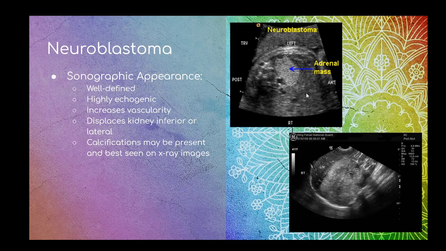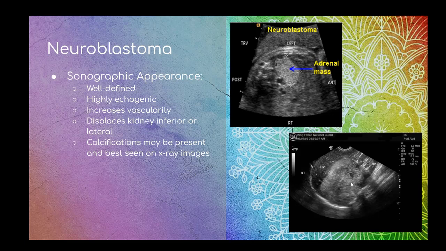So here we have a neuroblastoma. This one actually looks like it is identified in the prenatal ultrasound, because we can see a placenta here, it looks like. So we have a very echogenic mass off the left kidney that was proven to be a neuroblastoma.